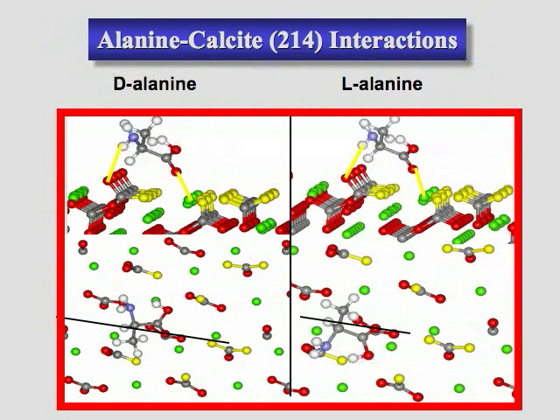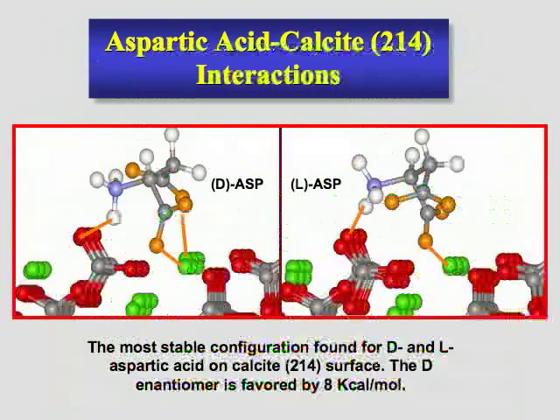Now look at aspartic acid. Totally different situation. The D-aspartic acid bonds to that calcite surface with 3 strong bonds. And indeed, 2 of them are calcium-oxygen bonds because of a fortuitous spacing between this oxygen and this oxygen compared to the 2 adjacent calciums. And there's the 3rd bond. But if you have a left-handed aspartic acid, only 2 strong bonds form. And here's the key to chiral selection.